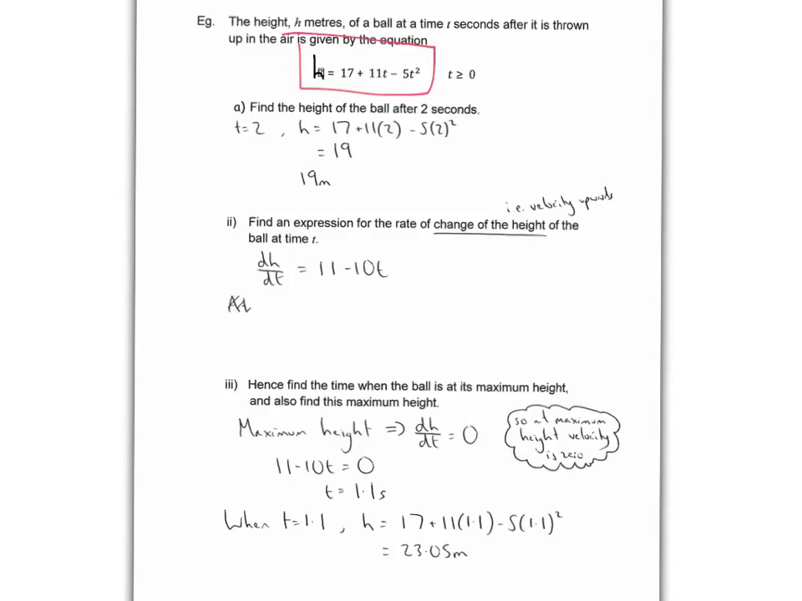So first of all, you're going to get an expression out for this. You're not expecting a number like in part A. You're expecting a piece of algebra, which, if you plug into it, will tell you at that value of t what is the rate of change of the height.